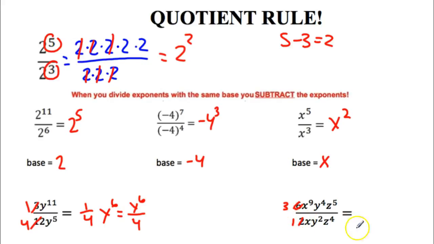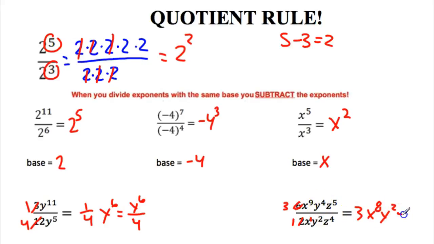So 3 divided by 1, that's really just 3. And then I'll do the rest of these variables. So x to the ninth, divided by x, which is really x to the first power, right? So 9 minus 1 is 8. So that's x to the eighth power. And then y to the fourth divided by y squared, we have y, 4 minus 2 is 2.